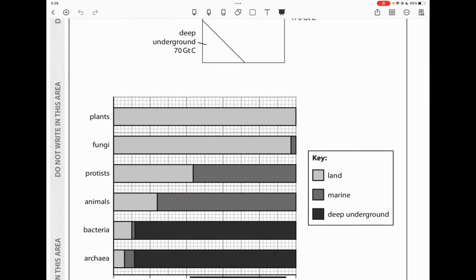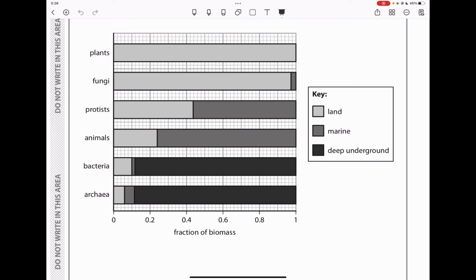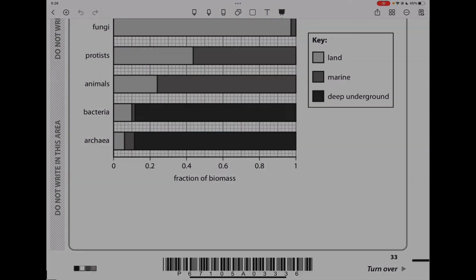Let's continue down here. We can see that all plants live on land. Some fungi, actually most fungi live on land, while very few live in marine. Protists, we have some on land, but some are in marine. The animals, we have some on land, most in marine. Bacteria, most of them are deep underground, and archaea, most are deep underground. So we can see this is fraction of biomass, as well as the different organisms we are looking at. So I'm going to move to the next page.